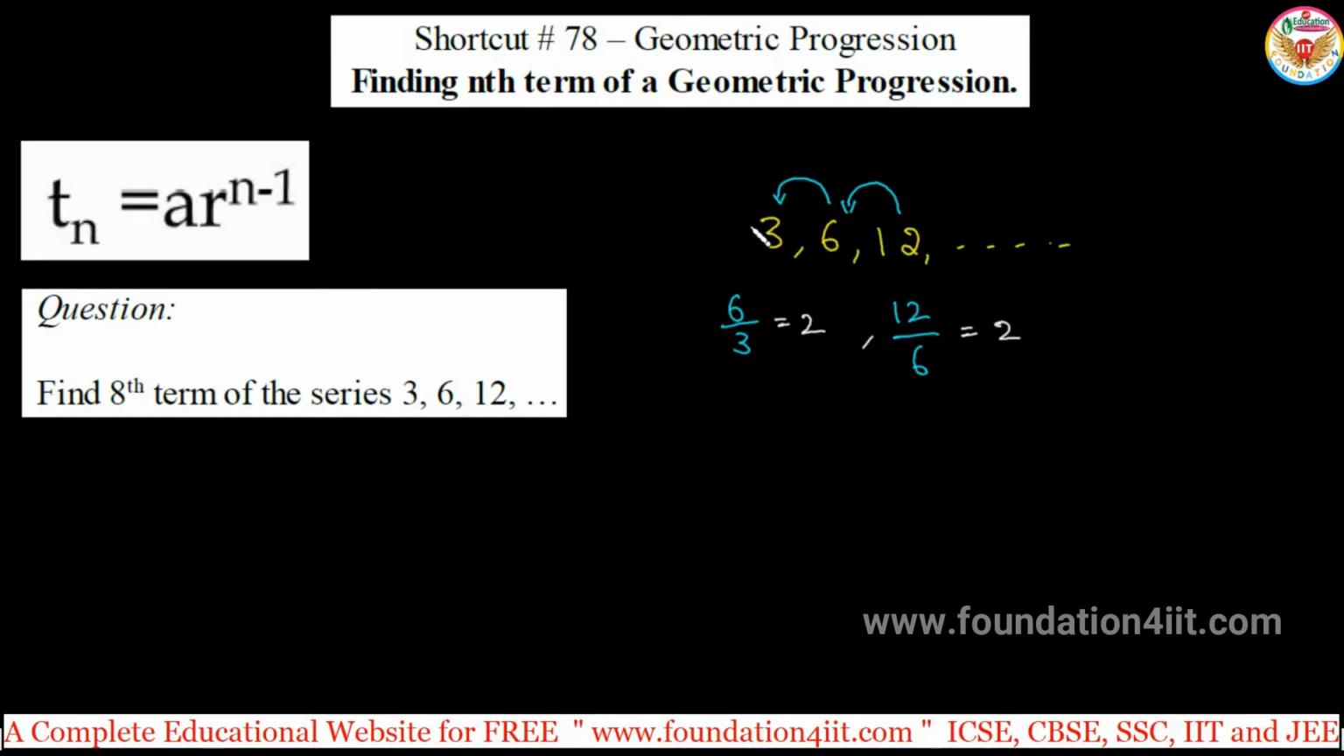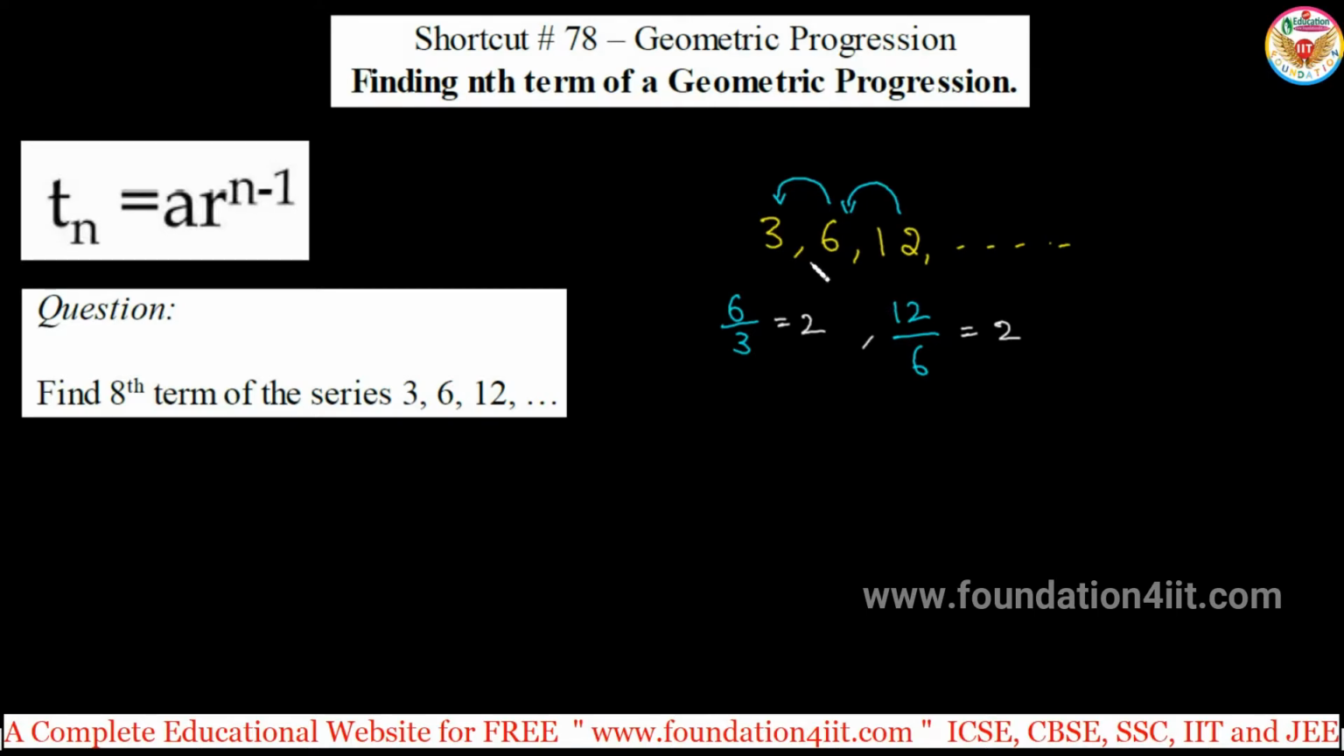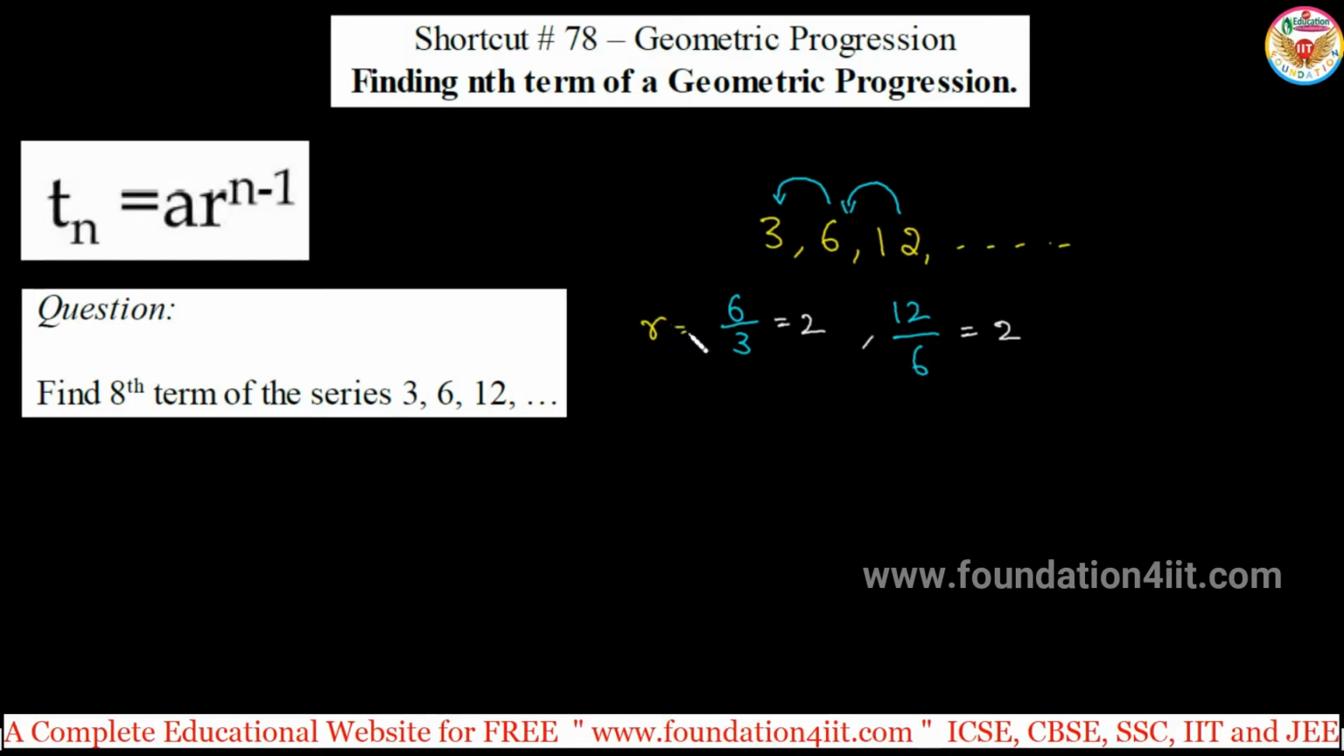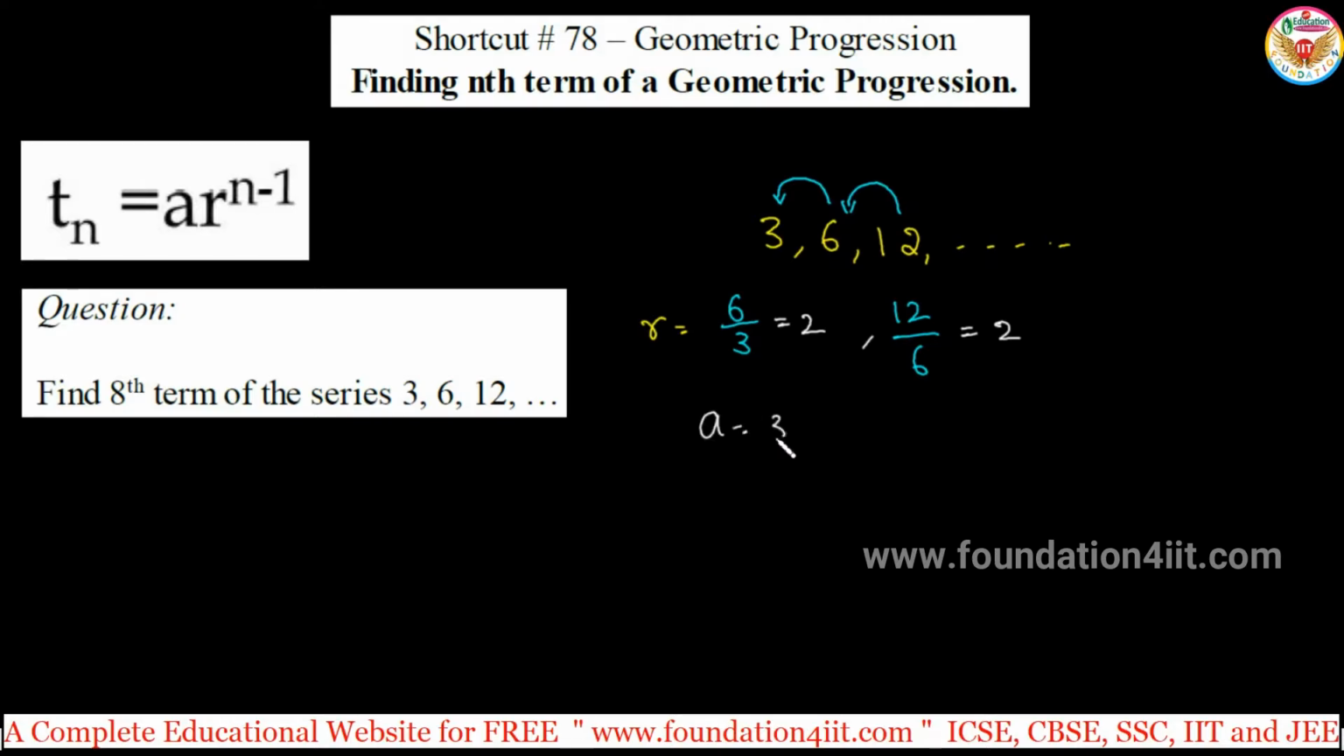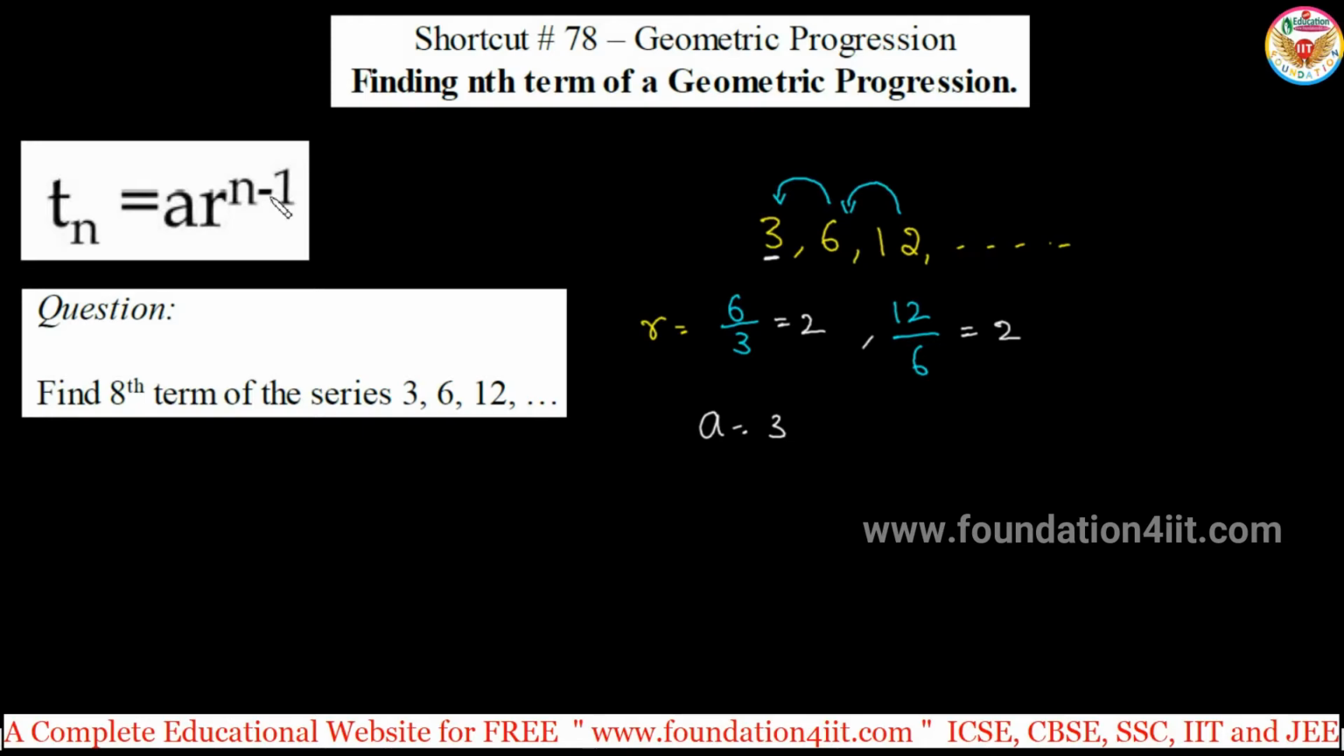If the ratio is the same, it is in geometric progression. If the difference is the same, it is in AP, arithmetic progression, discussed in previous topics. So here the ratio R is equal to 2. A is the first term; in that expression, A is equal to 3. Second term divided by first one is the ratio. N is the number of the term we need to find out.